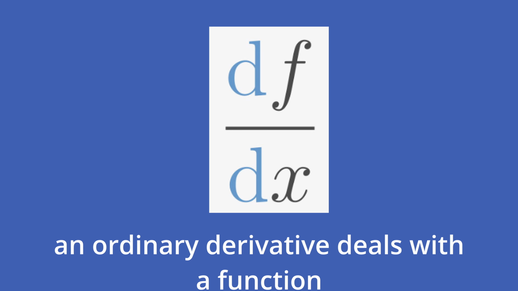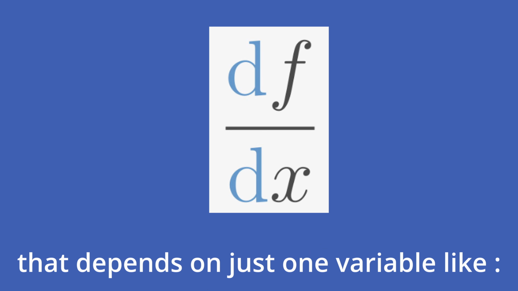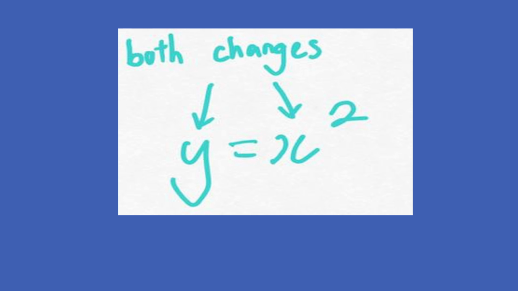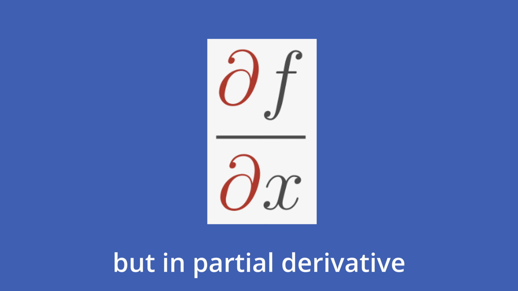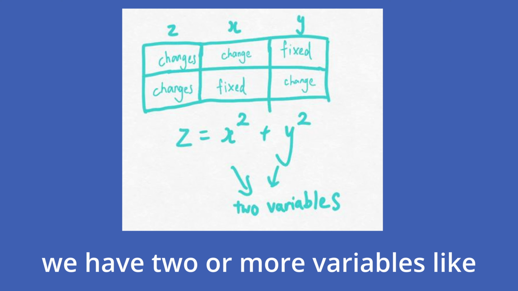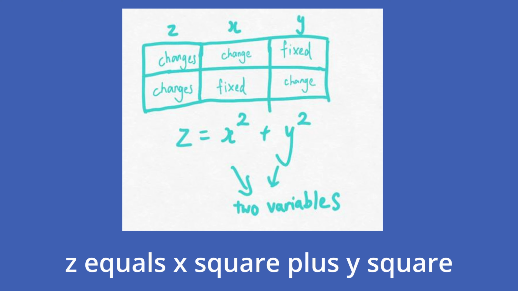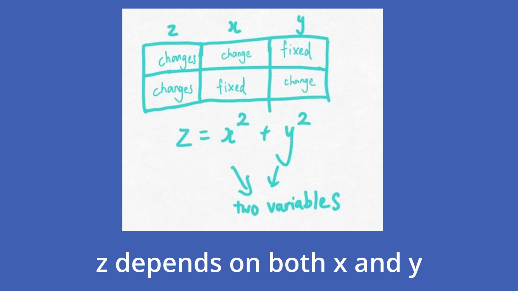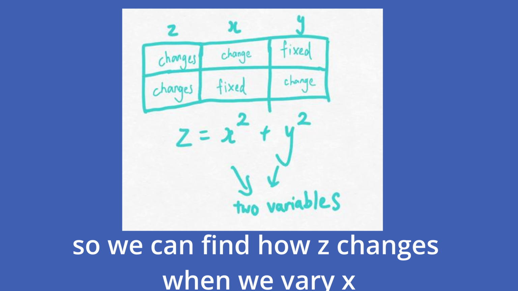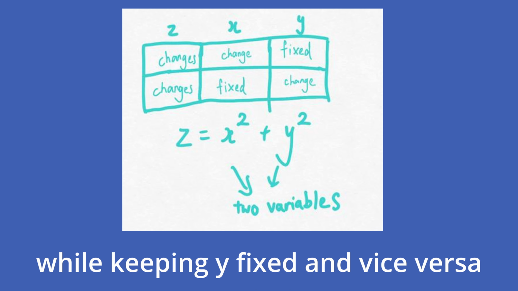An ordinary derivative deals with a function that depends on just one variable, like y equals x squared. It tells us how y changes when x changes. But in partial derivatives, we have two or more variables, like z equals x squared plus y squared. Here, z depends on both x and y, so we can find how z changes when we vary x while keeping y fixed, and vice versa.